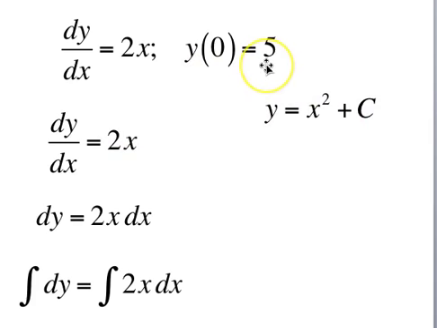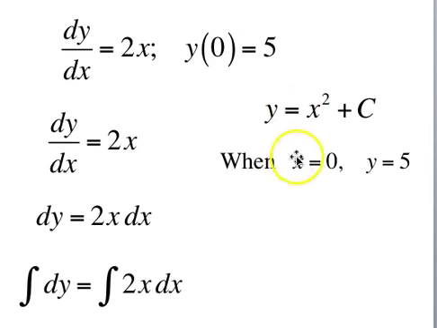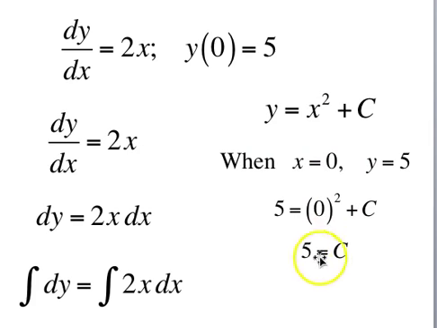If I give you an initial value, then you need to go ahead and plug that in and see what you get. We have y(0) is 5, so that means when x is 0, y is 5. So if we plug a 0 in for x and a 5 in for y, we'll say 5 is 0 squared plus c, 5 is 0 plus c, 5 is c. And then we plug that 5 into this equation, and our final equation is going to be y equals x squared plus 5.